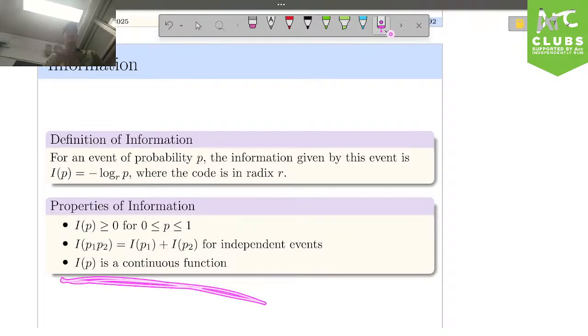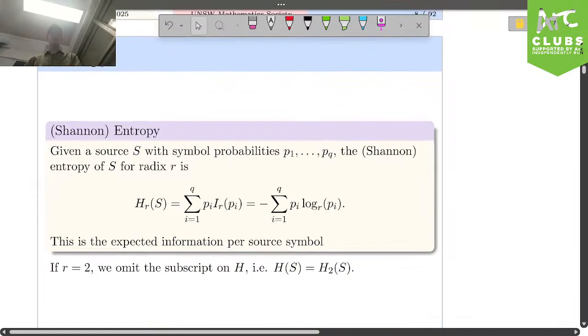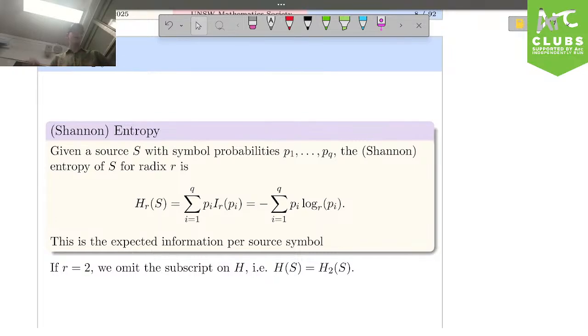Finally, the information function is continuous, which is quite nice for us, meaning we can work with it in terms of calculus. We'll talk about how with, say, binary symmetric channels and trying to maximize the mutual information. That's a nice property we'll have in terms of being able to use techniques to maximize and minimize.